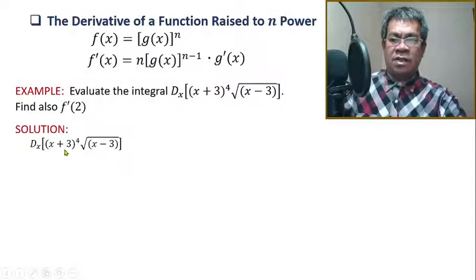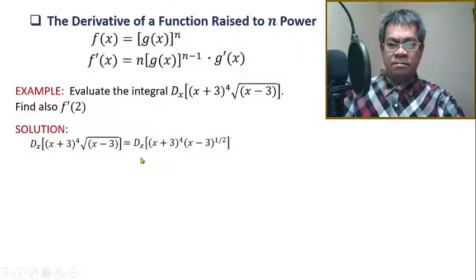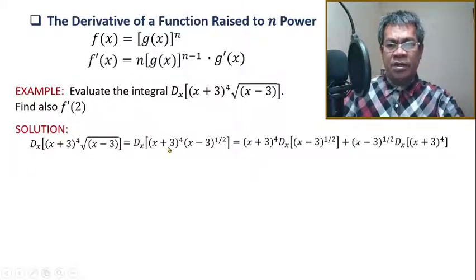So applying the derivative of uv, which is equal to u dv or v du plus u dv. Okay, so look at this one. By the way, before that, we have to change this into exponential form, and this will become x minus 3 raised to 1 half. So very simple. So with that, apply now the rule. So copy one at a time. Okay, copy this, then take the derivative of this one.